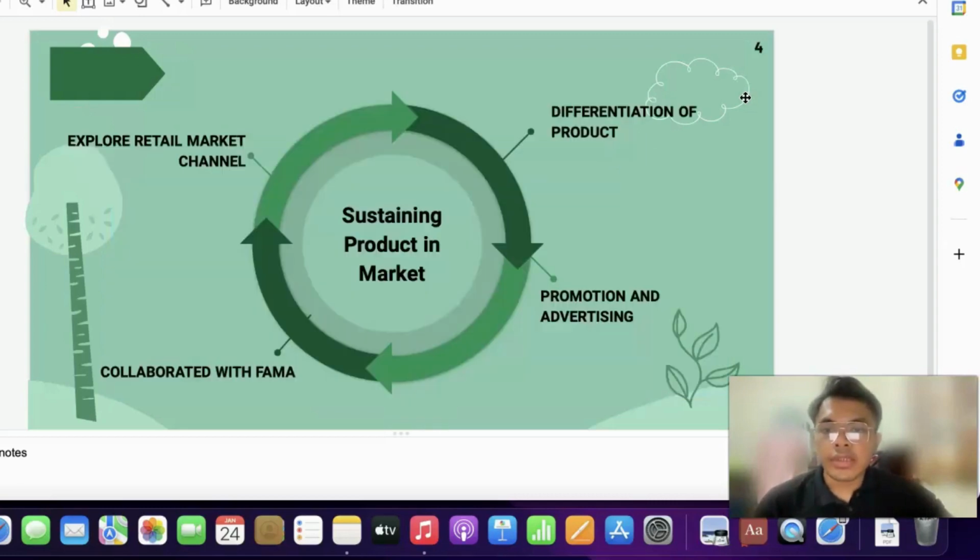And lastly, in order to sustain our product in the market, we are planning to do several strategies. First, we will keep presenting our product in an effective and unique way compared to the others, and always do advertising on updated social media such as TikTok. Next, we will keep collaborating with pharma and always explore the retail channel by giving free samples to customers before purchase.